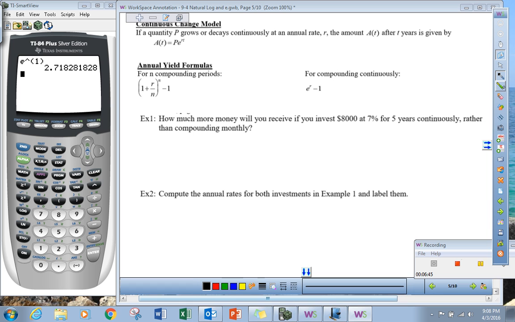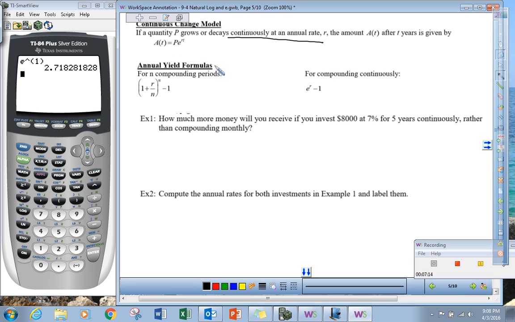We got this model called the continuous change model, aka PERT. If a quantity grows or decays continuously at an annual rate, the amount after t years is given by A sub t equals P e raised to the rt: principal times the number e raised to your interest rate as a decimal times the time. A couple of other formulas that you're going to see today, we'll use them here in a second.